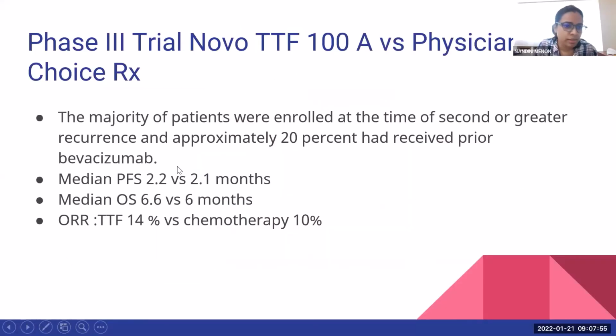So this was the study which studied it in the recurrent setting. This was a heavily pre-treated population. They had already received 2 lines or more of therapy, and 20% had already received bevacizumab. It was compared to physician choice therapy. When compared to physician choice therapy, it did not change the OS or the PFS so much, so it did not add an advantage. But if patients have already received more than 2 lines of therapy and are fit, it could probably be an option in the 3rd line or 2nd line setting in patients who can access this device. The overall response rates were slightly higher than chemotherapy. It was 14% versus 10%.